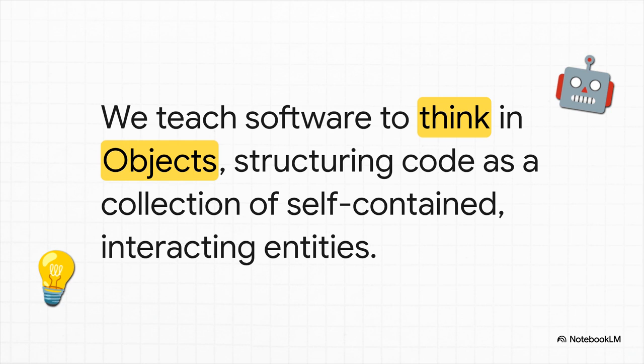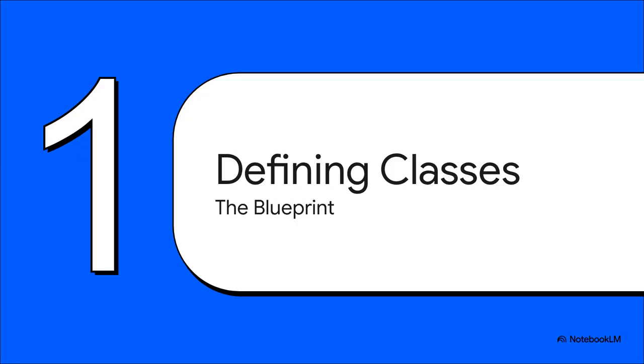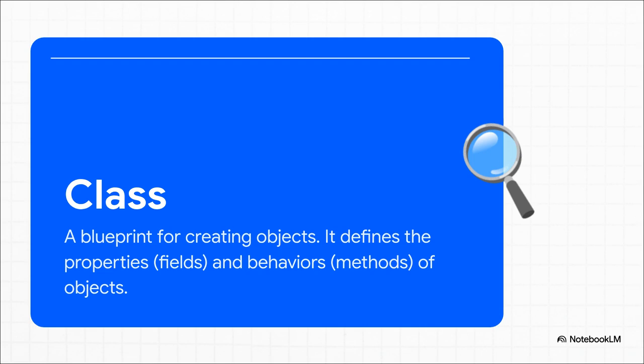This is the absolute central idea of OOP. We structure our code not as one giant long list of instructions, but as a community of these little self-contained things that know how to talk to each other. But you can't just have an object appear out of thin air. Before you can have a thing, you need a plan for that thing. You need a blueprint. And in the world of OOP, that blueprint has a special name. It's called a class.